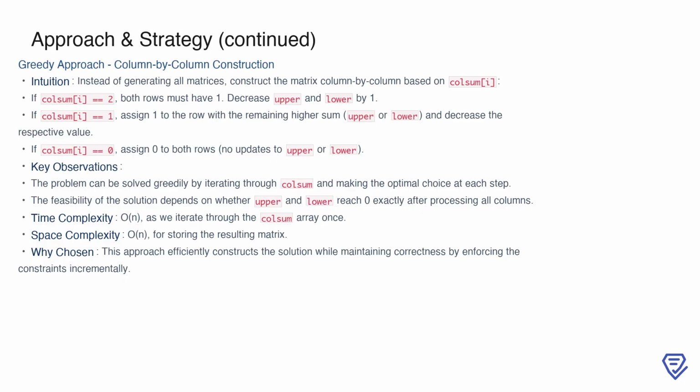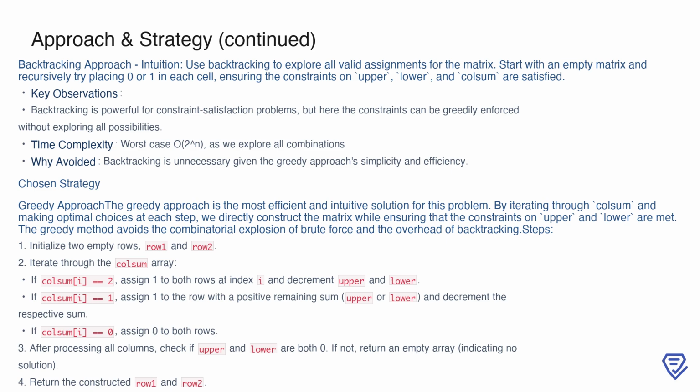By iterating through the colsum array once, we achieve a time complexity of O(n). Additionally, the space complexity is O(n) to store the resulting matrix. This approach was chosen because it efficiently constructs the solution while ensuring correctness, avoiding the exhaustive explorations required in brute force. Another approach we considered was backtracking, which is a common strategy for constraint satisfaction problems.